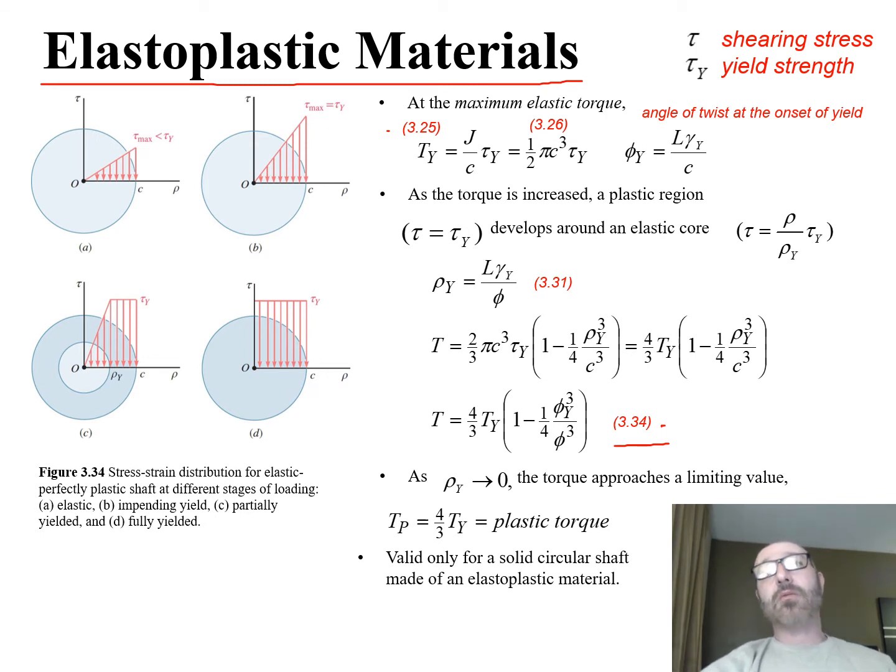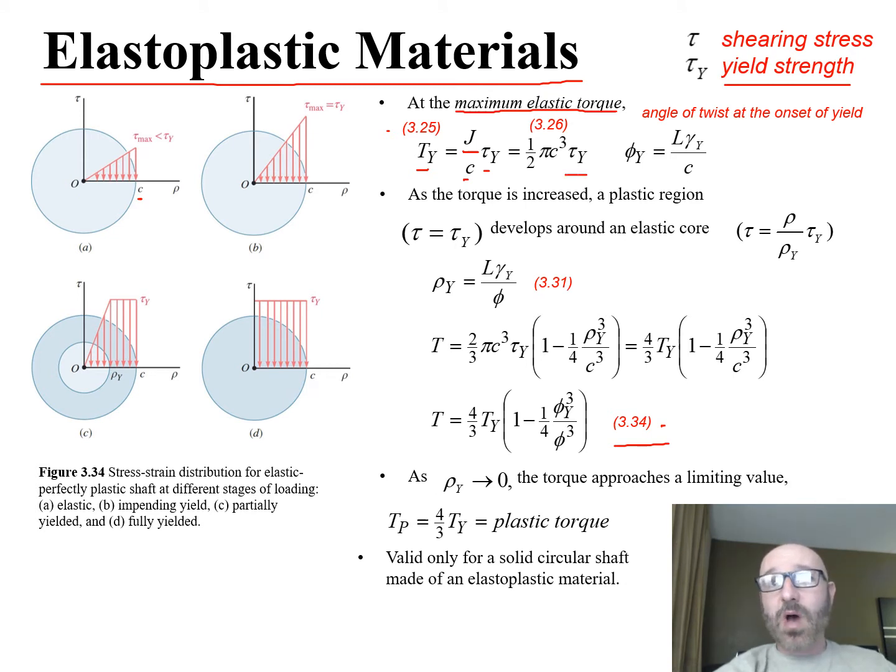With that being said, we start at the beginning of 3.25. We'll take a look at the maximum elastic torque, or T sub y. This is equal to J, our polar moment of inertia, divided by c, where c is the outer radius we can see on our diagram, times our tau sub y, our yield strength. This is where we do our first derivation to get to equation 3.26, and the textbook talks about how we can plug in for that.